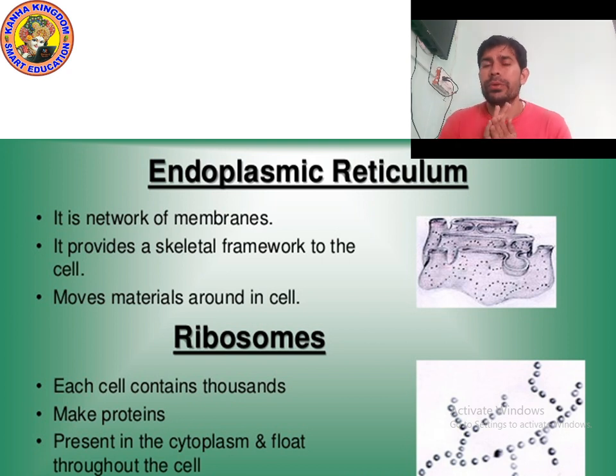Okay, so endoplasmic reticulum and ribosome. Now let's study these two points. So endoplasmic reticulum. There are two types of endoplasmic reticulum. In short, we write ER. There are two types: smooth endoplasmic reticulum and rough endoplasmic reticulum. Endoplasmic reticulum is a network of membrane, which means there are many layers present.